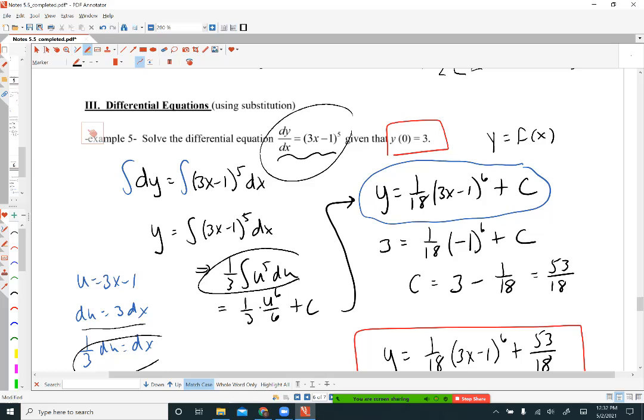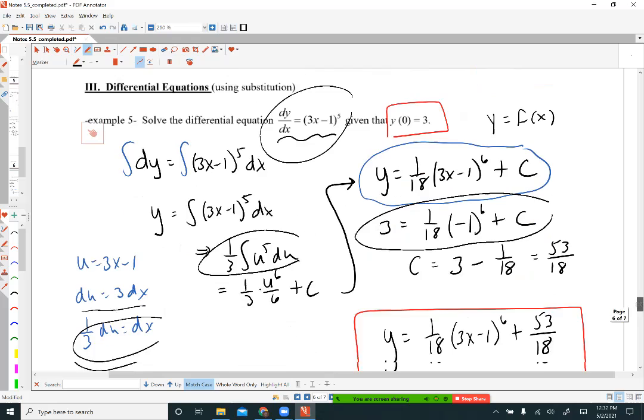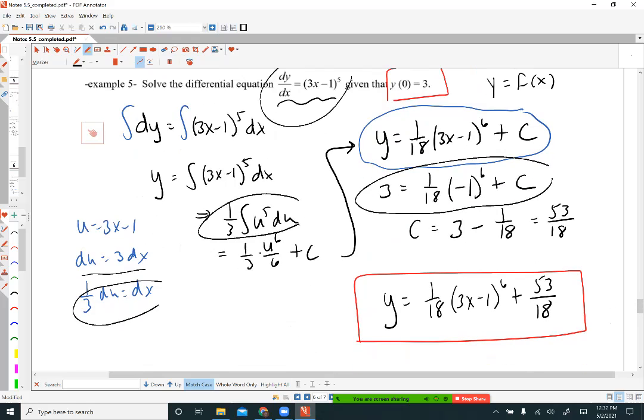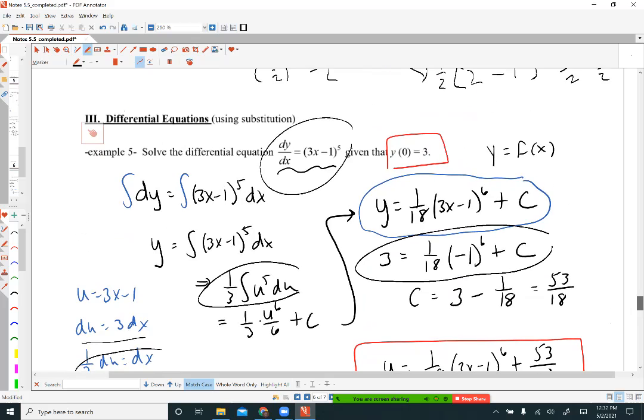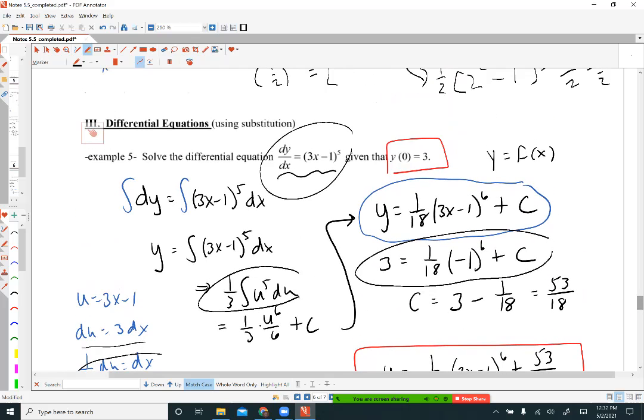Okay, so now let's solve for c. When x is 0, y is 3, so we get this equation: 3 is equal to 1/18 times negative 1 to the 6 plus c. Well, negative 1 to the 6 is just 1. And so we get c equals 3 minus 1/18, which is 53/18. So the solution to the differential equation is y equals 1/18 times 3x minus 1 to the 6 plus 53/18, because we're specifying an initial condition.